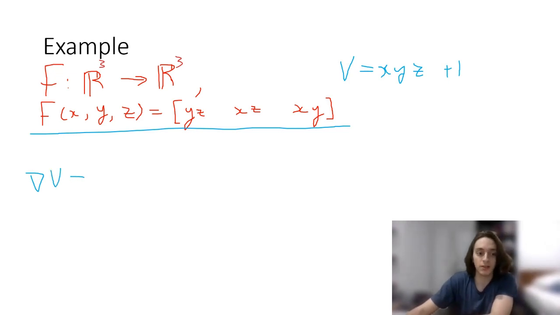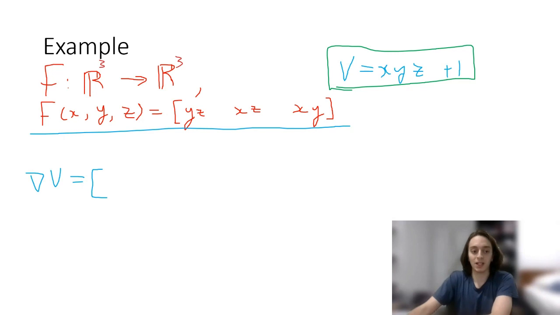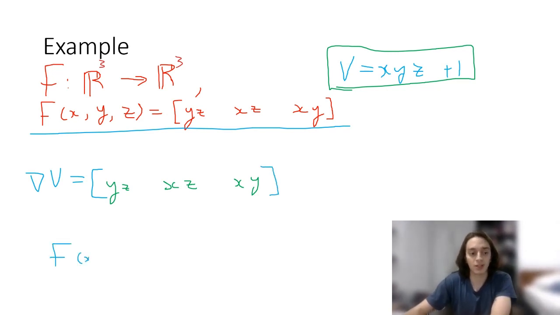So here the gradient of v is going to be the three terms, the partial with respect to x, y, and z, but I don't feel like I need to reason my way through that. This is a fairly simple calculation, which is exactly the form of f as given up above. Hence, f of x, y, z is equal to the gradient of v. Hence, f is a gradient function by definition.